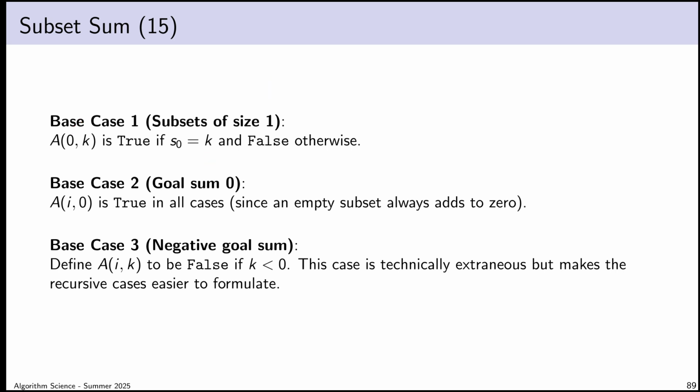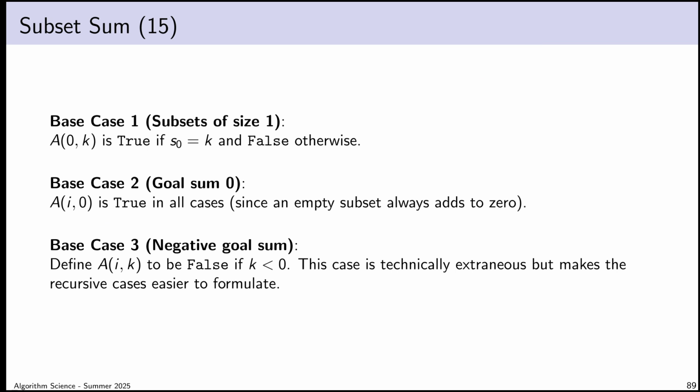Okay, base case 2, which does come up occasionally. What if I'm asking for a subset with sum 0? So that would be A of anything, comma 0. That's true in all cases, because, here's my set of weights: 3, 6, 10, 17. Is there a subset of this that adds to 0? The answer is absolutely there is. It's the empty set. So if you ask me for a subset with sum 0, the answer is always yes. And so this base case, where k equals 0, is always true.